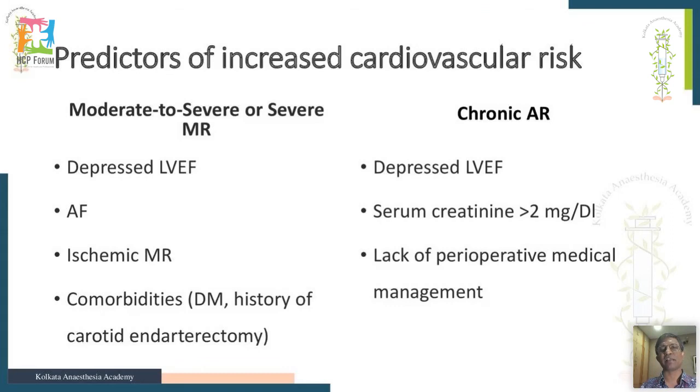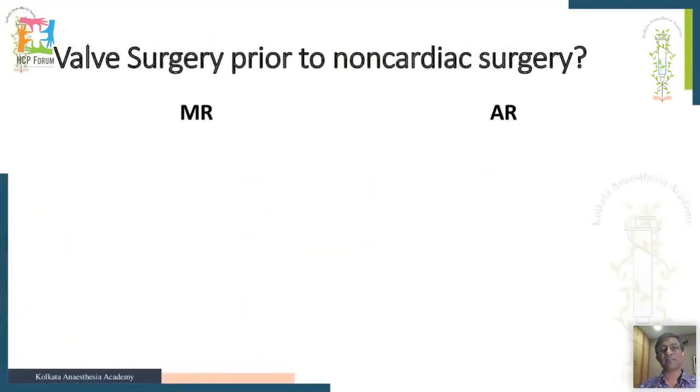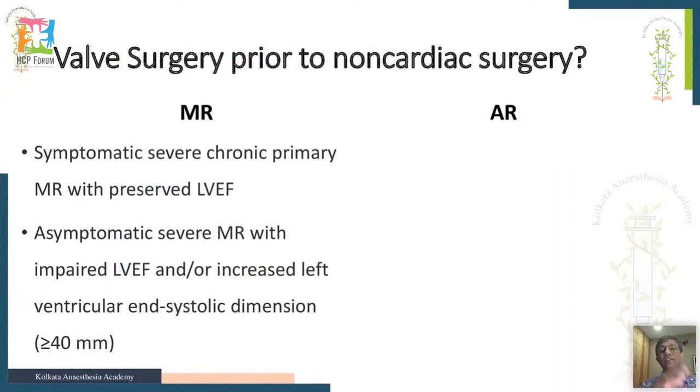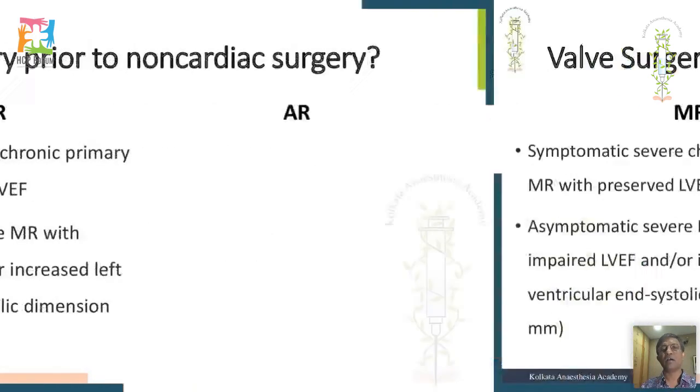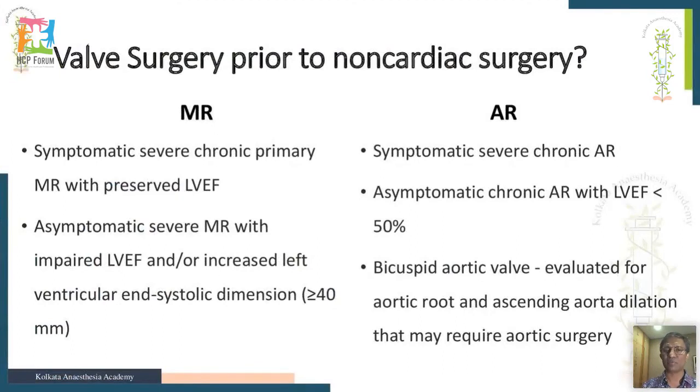Valve surgery prior to non-cardiac surgery: when do these regurgitation lesions need to be taken care of? Again, if they are symptomatic, even with preserved LV function, they need to be taken care of. If it is asymptomatic but with diminished LV function or a high LV dimension for an MR or an AR, or asymptomatic with depressed ejection fraction, or if you see that there is a bicuspid aortic valve, then they might need to be intervened.